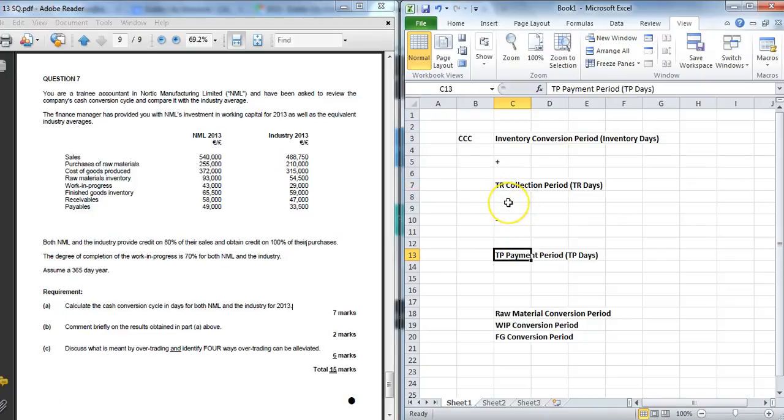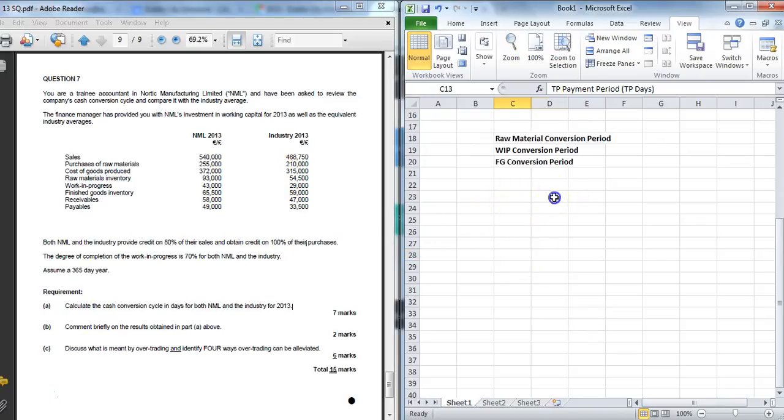And again, remember at CAP1 you do get a formula sheet, but the working capital ratios or any other ratios will not be on it. So you need to know these going into the exam. And this is a very good detailed example of calculating cash conversion cycle. So what we're going to do is put NML here, and we're going to compare that then to the industry.